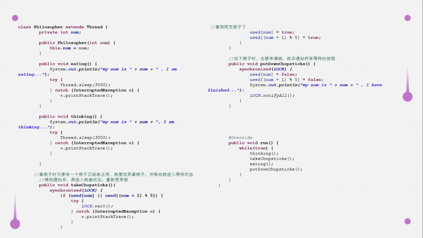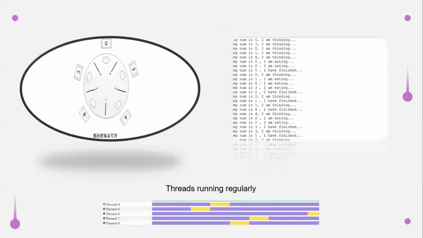When notified, it enters the ready state and recompetes for the lock. Declare that the chopstick is occupied when you get it. When the chopstick is put down, it also applies for the lock and then notifies all waiting threads that the lock has been released, and so on.